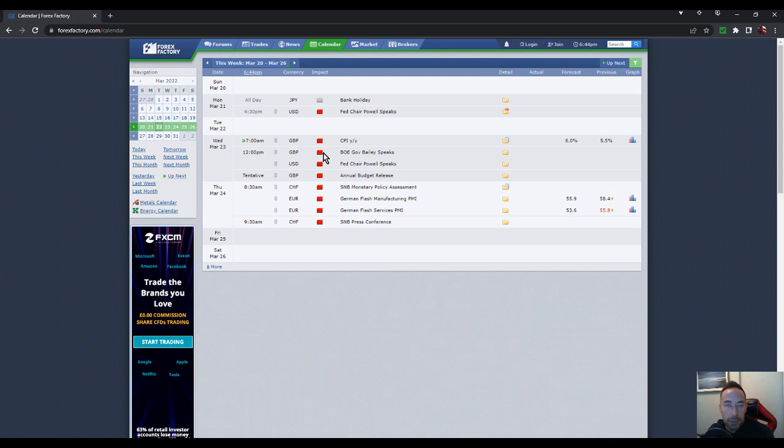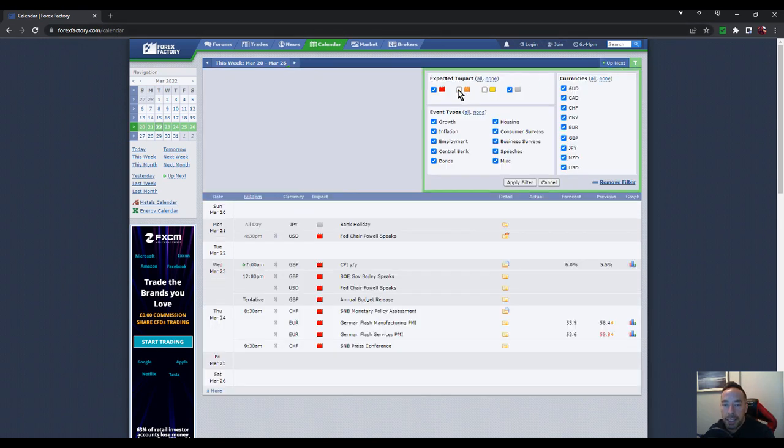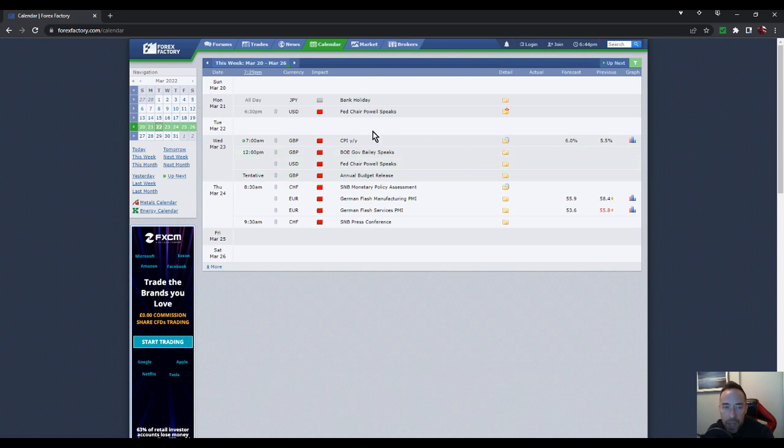There's lots of different sources for this information, but the most common one is forexfactory.com/calendar. Just in case you don't know, you can filter out the different priorities of news here. I have medium and low unticked, and I leave the grey marker ticked and the red one ticked as well. Apply filter, and that gives me the high impact news announcements, and it gives me bank holidays as well.